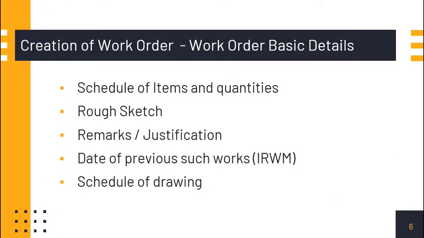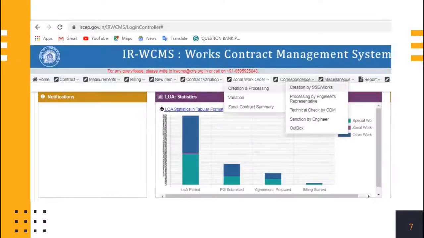Rough sketch has to be kept ready. The rough sketch has to be scanned and uploaded in the system in PDF format. Remarks for justification, date of previous such works. This has been mentioned in Indian Railway Works Manual, so we should keep the date of previous such works and schedule of drawing. This is the home page.